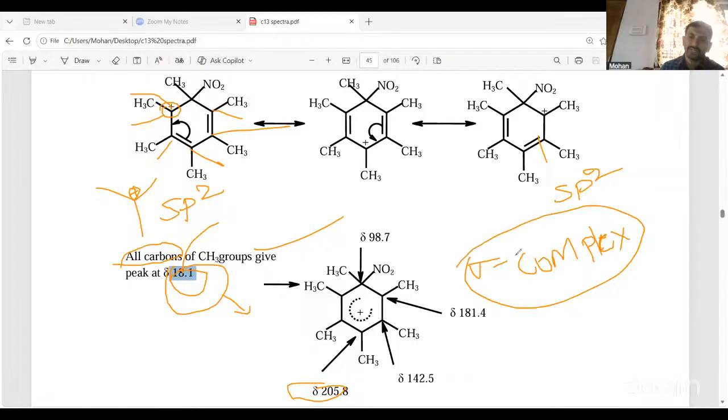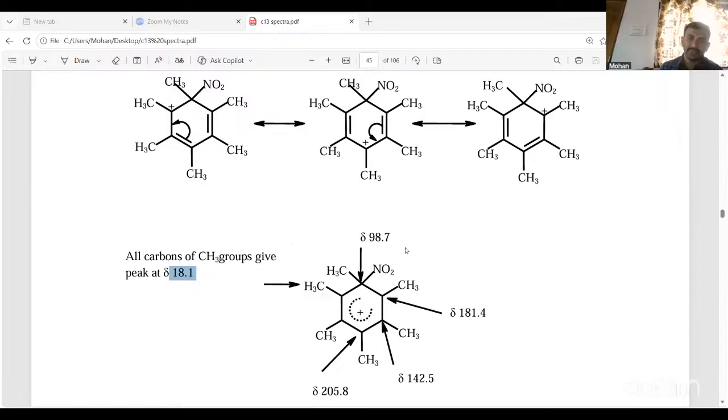Sigma complex means sigma bonds. Sigma means sp3 only, isn't it? Sigma is sp3, pi is sp2. So by getting this value, it is proposed that there is a sigma complex involved in the nitration of benzene. In this way, you can predict the reaction mechanism also.